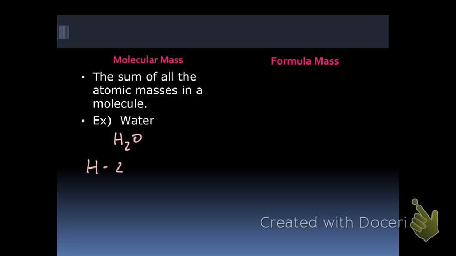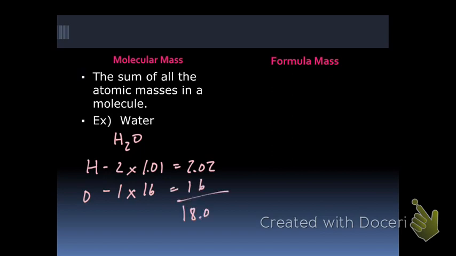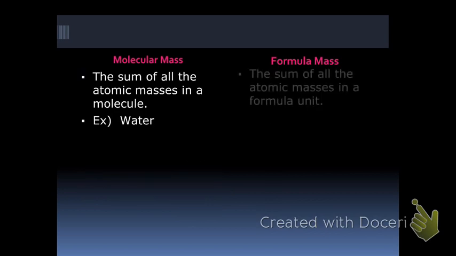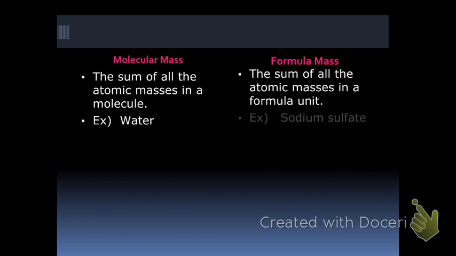So there are 2 hydrogens and 1 oxygen. The mass of 1 hydrogen is 1.01 AMU, and for oxygen it is 16. So 2 hydrogens give you 2.02, and oxygen gives you 16. Add them together, you get 18.02. Now what about formula units? The formula mass is the sum of all the atomic masses in a formula unit.